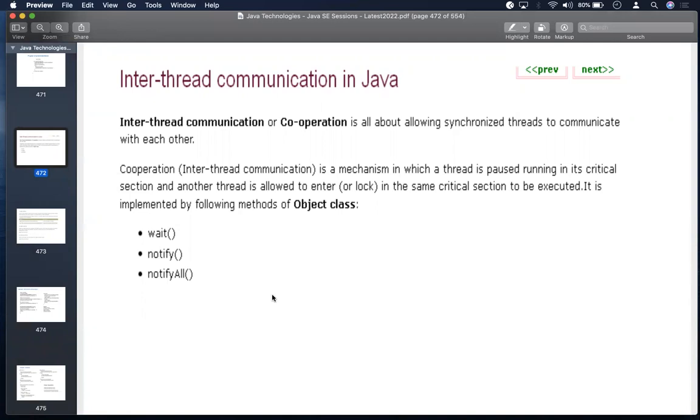Inter-thread communication is also called cooperation, which is all about allowing synchronized threads to communicate with each other. Whenever threads are working in a synchronized environment, that means they are obtaining the locks and releasing the locks, then cooperation is important. That cooperation is also called inter-thread communication. The threads should be able to communicate with each other. Otherwise, other threads will starve.